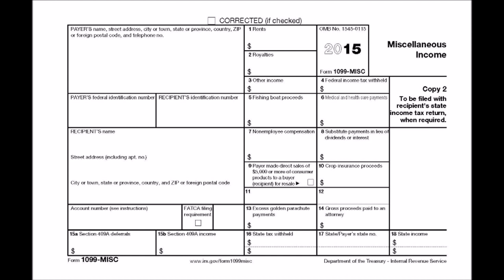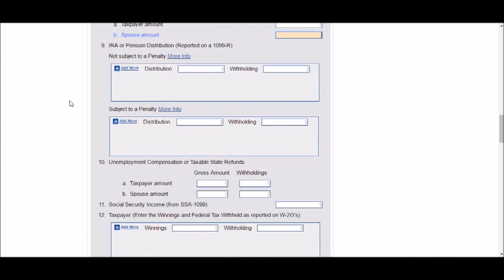This is the 1099-MISC. A few different types of income are reported on this form. In the case of Schedule C or business income, the income will be reported as nonemployee compensation in Box 7. Number 9 is to report IRA or pension distributions reported on a 1099-R. There are two sections that can be listed in: not subject to a penalty, and subject to a penalty.